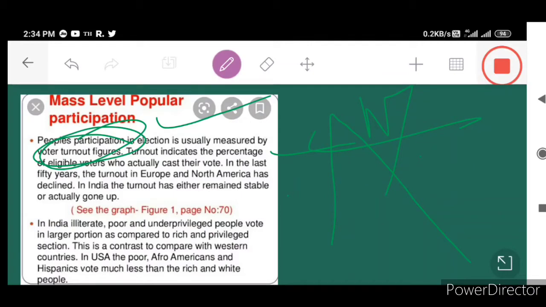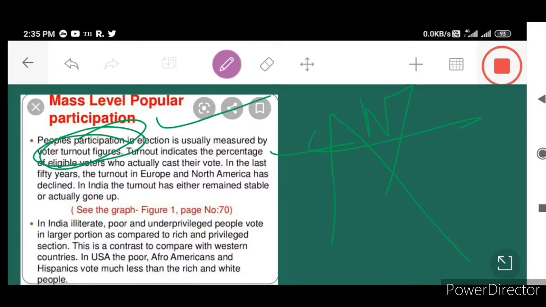There is only one answer to this question. If you talk about India, the poor, illiterate and underprivileged people vote in a large proportion as compared to the rich and the privileged sections. Dear students, when we talk about the people who are casting the vote, the question is who is casting the vote? Is the literate one casting the vote or the illiterate one? Is the privileged casting their votes or the underprivileged? These are two narratives which we need to analyze here politically.